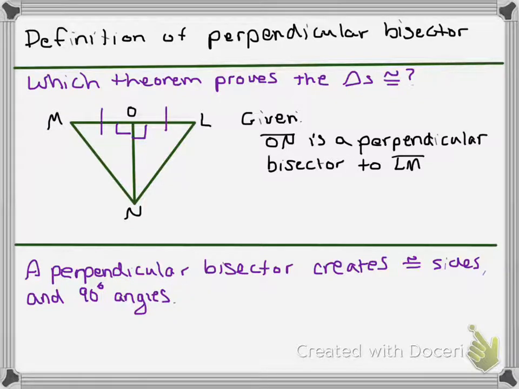What else do we know just by looking at this? We've got shared sides. So which theorem proves the triangles are congruent? That would be side, angle, side.